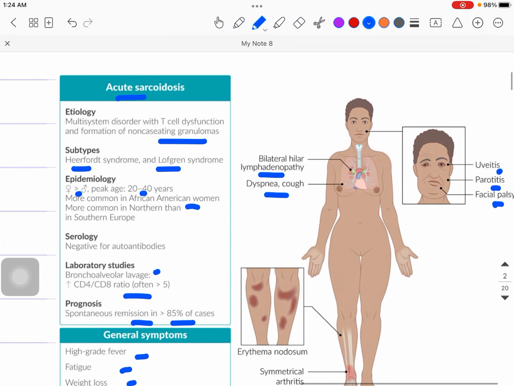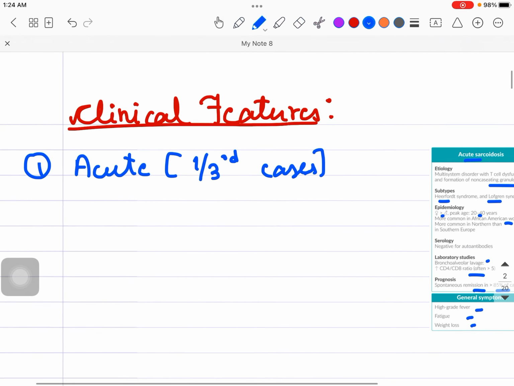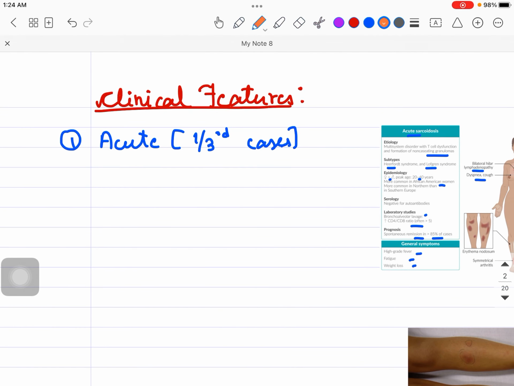Now let me talk about two syndromes over here. One is the Hereford syndrome and another one is the Lofgren syndrome, right? So let me talk about that as well. Other things we have just talked about. In the Lofgren syndrome, guys, these are actually subtypes of acute sarcoidosis, you can say.